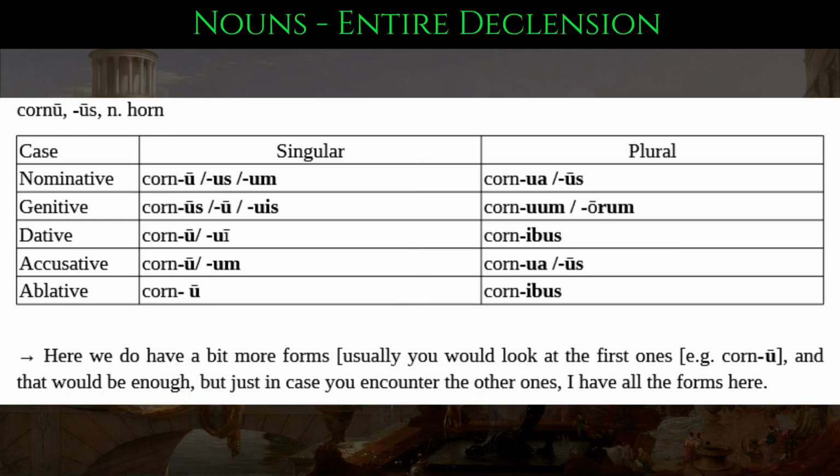Next, the neuter word. Here, we do have a bit more forms. Usually, you would look at the first ones. In this case, for example, cornu. And that would be enough. But just in case you ever encounter the other ones, the other forms are here as well. So, cornu, cornus, cornu, cornu, cornu. Plural, cornua, cornuum, cornibus, cornua, cornibus.